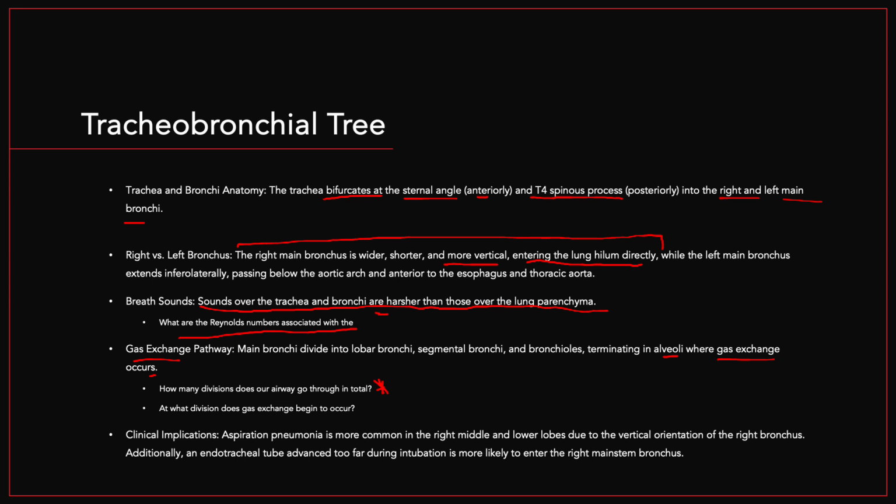Okay, so clinical implications. The biggest thing is the right main stem bronchus is going to be wider, shorter, and more vertical, allowing whatever aspirate is coming down through the airway to go straight into the lung. Okay, it's also what leads to a right main stem intubation. That's why we need to make sure we're listening to our breath sounds.